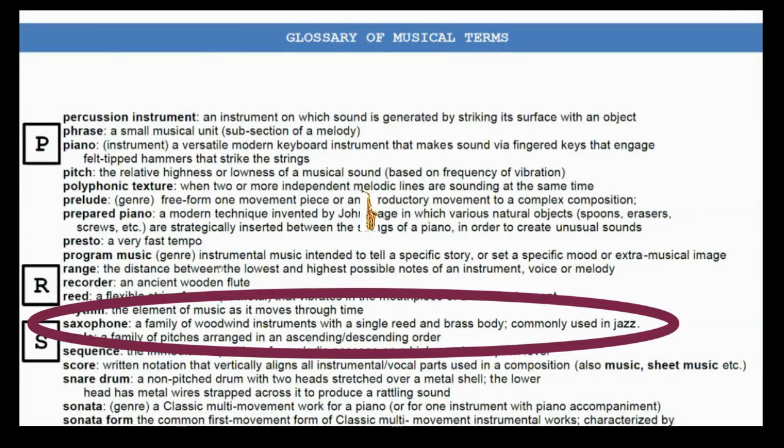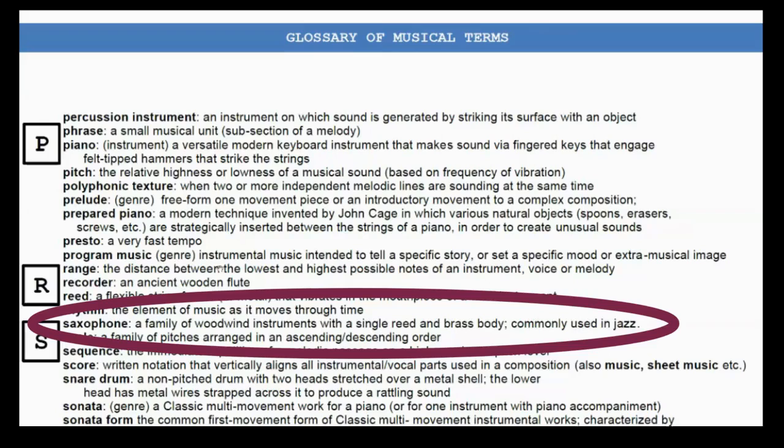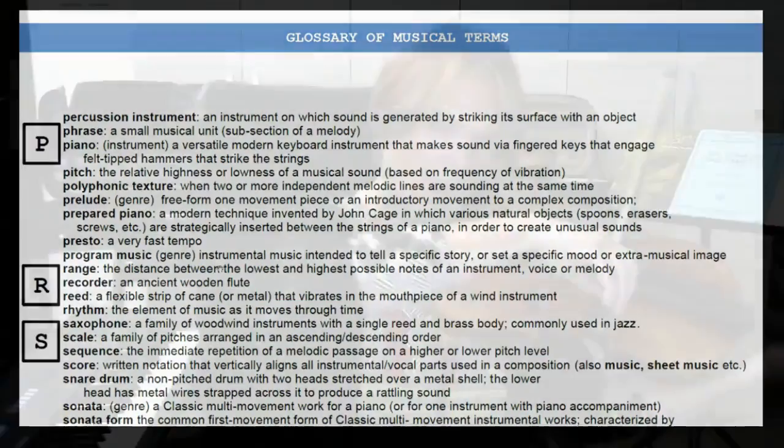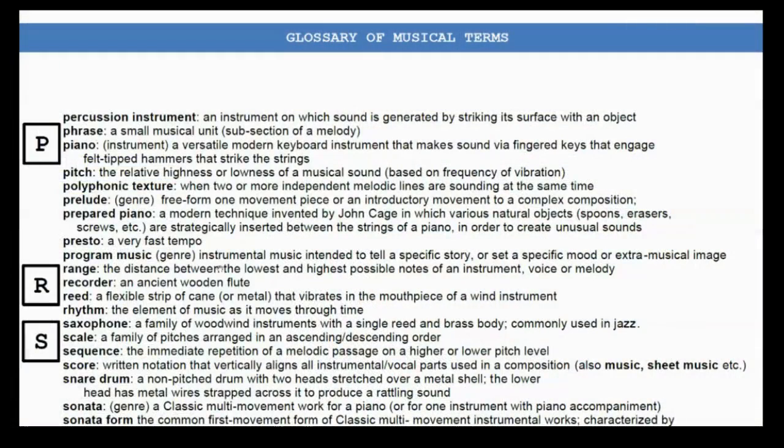Saxophone, a family of woodwind instruments with a single reed and brass body, commonly used in jazz. A scale, a family of pitches arranged in ascending and descending order. Ascending scale, which is going up, and descending scale. Sequence, the immediate repetition of a melodic passage on a higher or lower level of pitch.